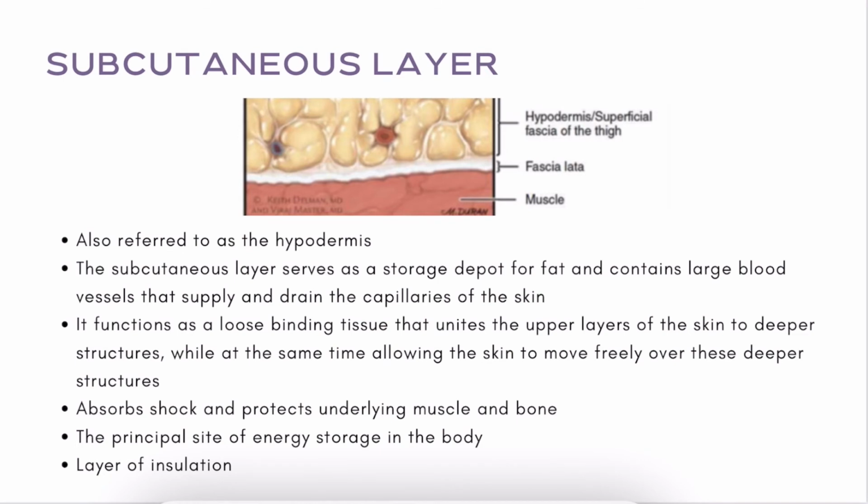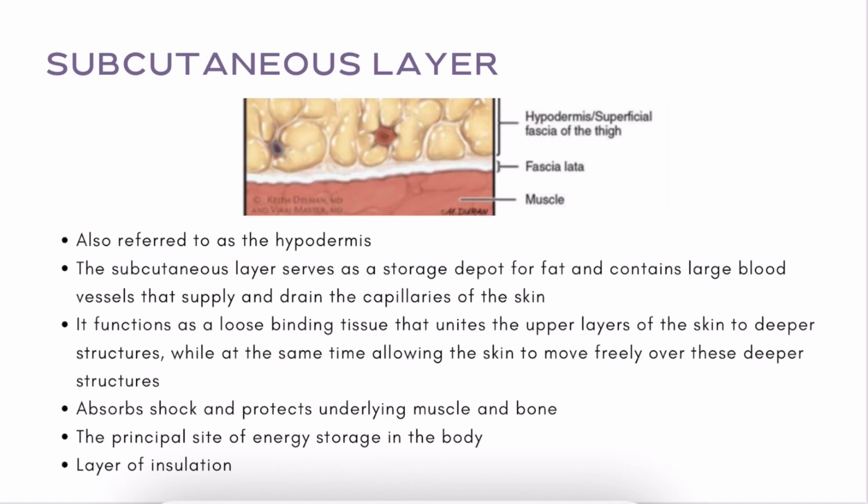So this is deep to the dermis, and this is also referred to as the hypodermis. This connective tissue layer, which is not part of the skin, differs from region to region in the body. In some areas, it is a thin layer comprised of the loose connective tissue called areolar tissue, while in other regions, it is a thick, tough layer of fibrous bands of collagen accompanied by adipose tissue.